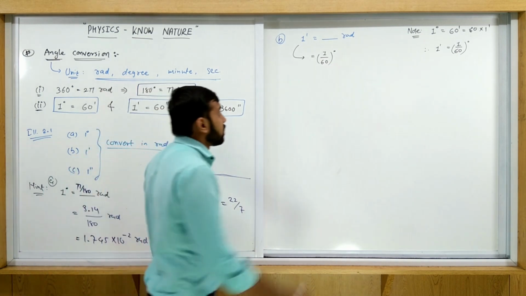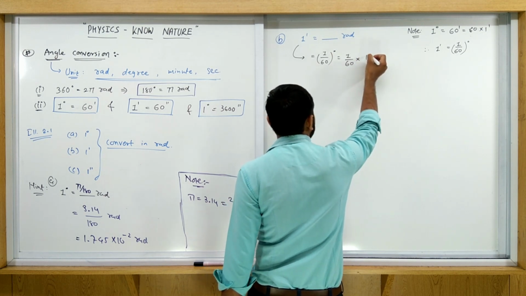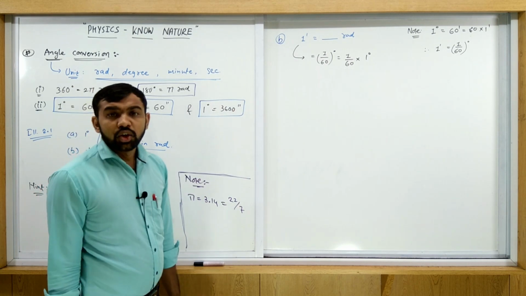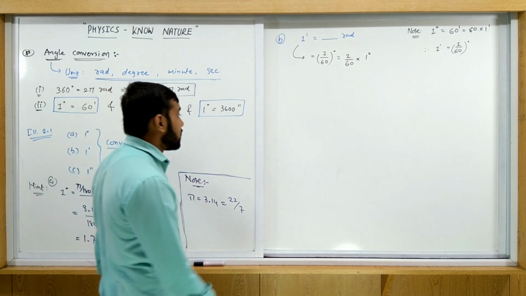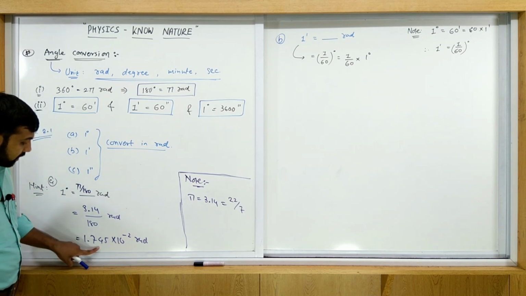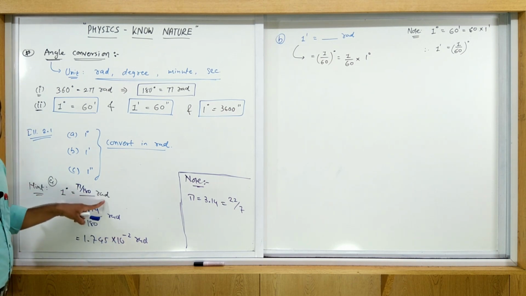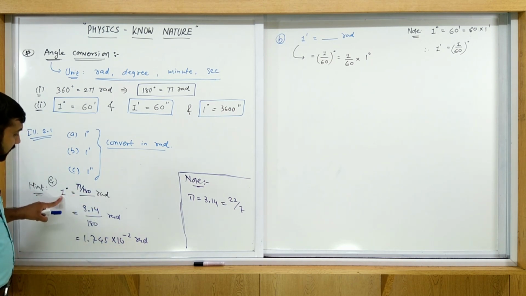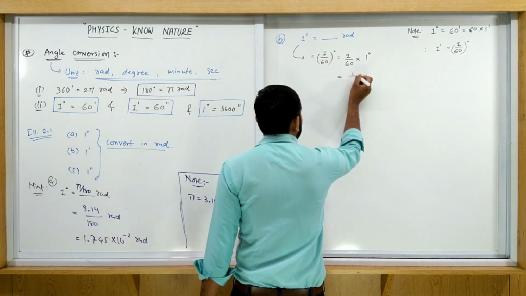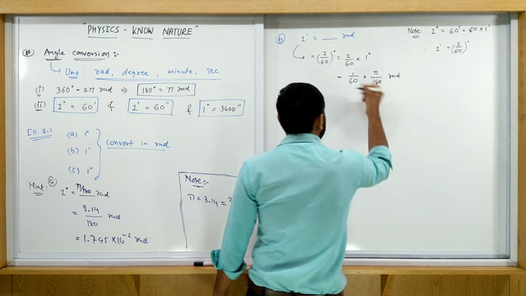So what is 1 upon 60 degree? 1 upon 60 multiplied by degree, can we write it this way? 1 upon 60 multiplied by 1 degree. So what is 1 degree equal to? 1.745 into 10 raised to minus 2 radian, or you can just write pi upon 180 radian. So we use this one. 1 degree is equal to pi upon 180 radian. So it is equal to 1 upon 60 multiplied by pi upon 180 radian.